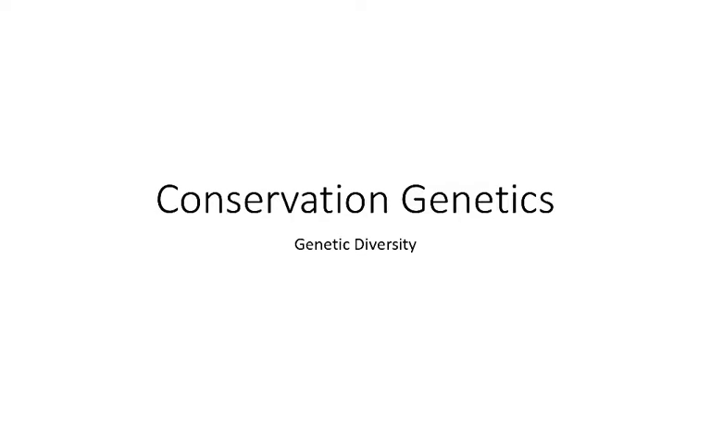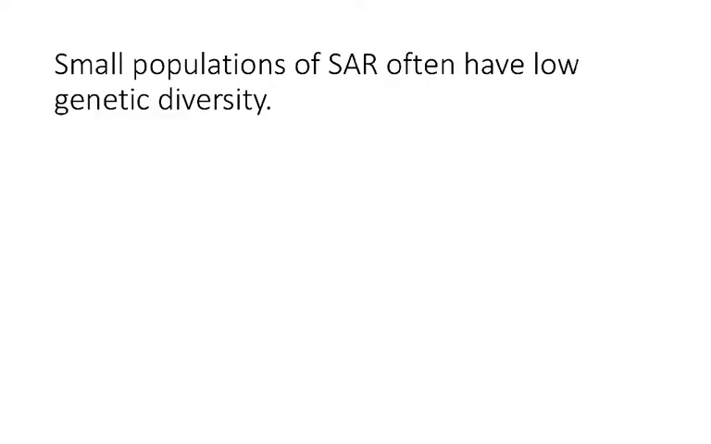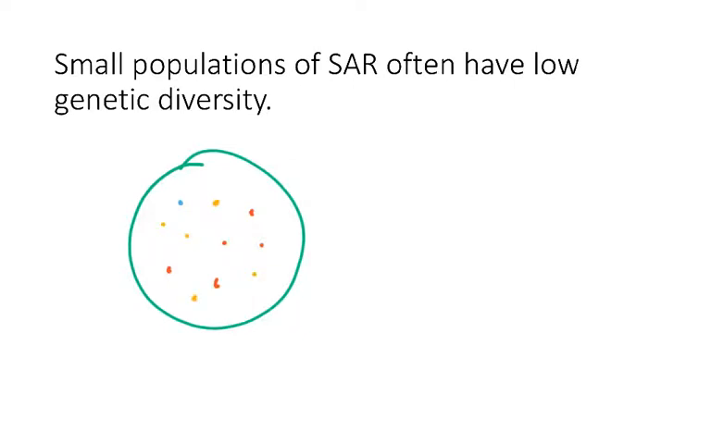All right, let's return to one of the topics we've talked about previously, which is genetic diversity, but now think about it specifically within the context of conservation genetics. So overall, small populations of species at risk often have low genetic diversity. And so if we think of this hypothetical example where we have a large population, and each of these different colors here represents genetic variance. So the more different colors you have, the more genetic diversity there is.